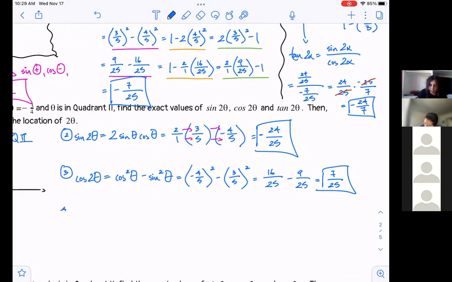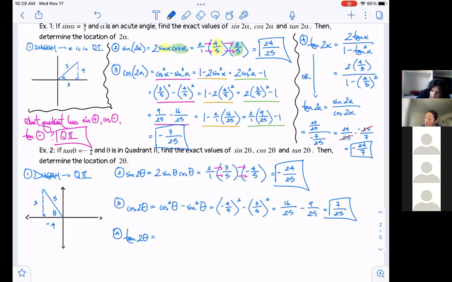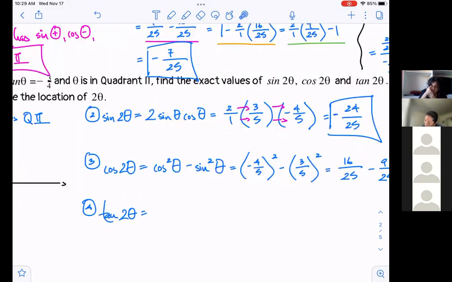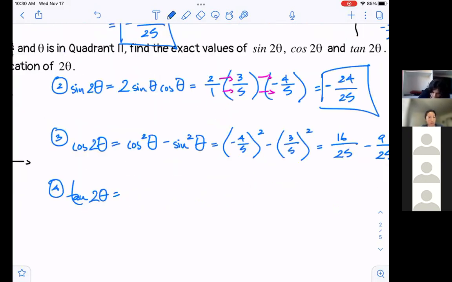Now we've got our tangent double angle. Again, we have a formula for that. I would have no problems if you use that formula, none at all. I just want to get to the answer as quickly as possible. And since I already found my sine and cosine, I'm just going to divide them. Again, that's a personal choice. But if you find that sometimes you don't have enough time to finish a question, sometimes it is worth saying, okay, is there a faster way?